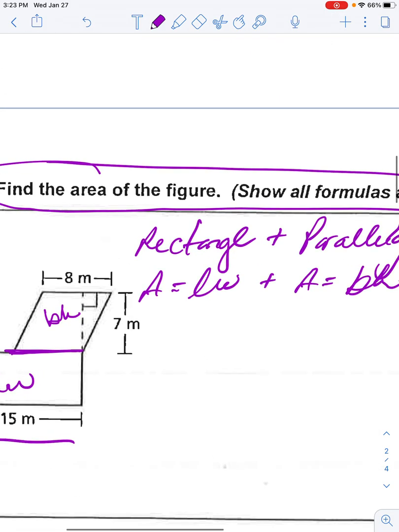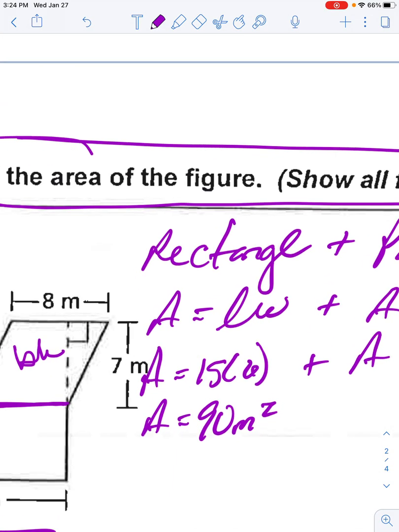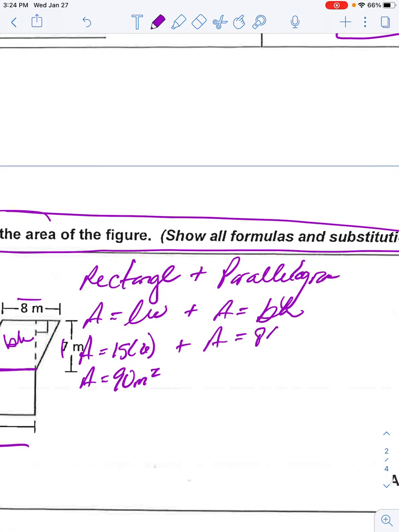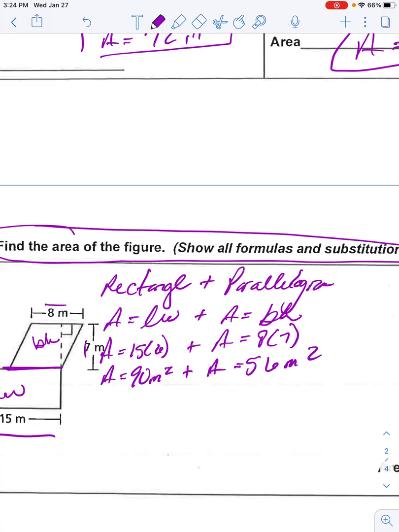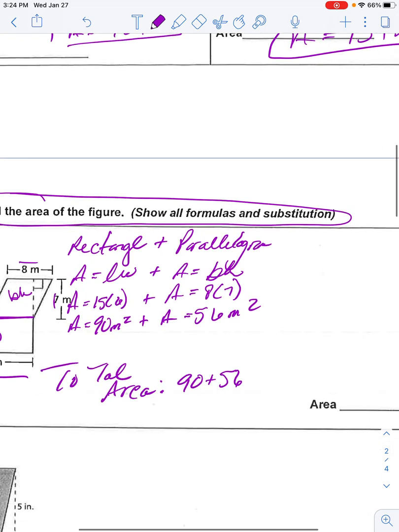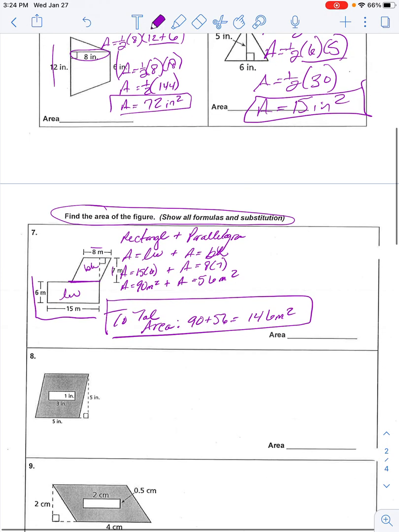Rectangle is a 15 by 6, or 90 meters squared. The parallelogram is an 8 by 7, or 56 meters squared. And then we'll add the two together to get the total area. 90 plus 56 is 146 square meters.